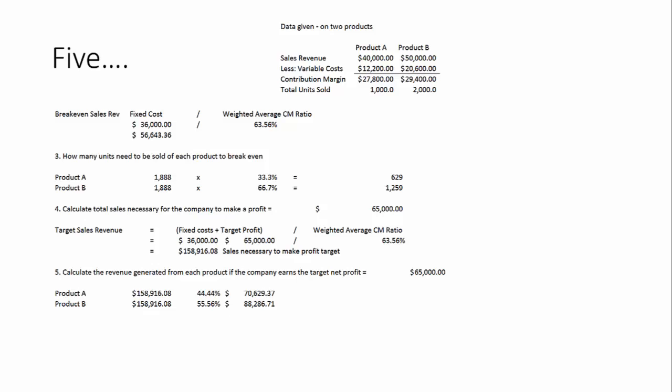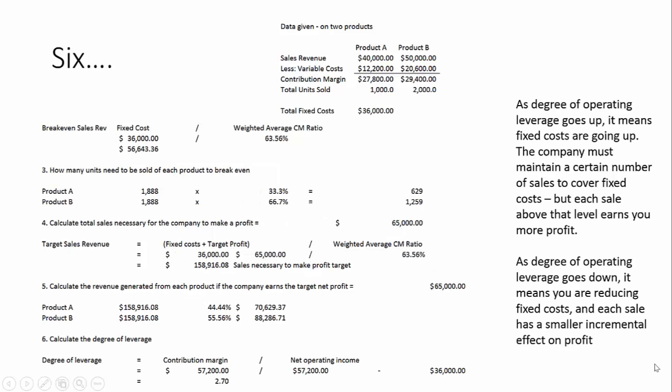Now product B is $50,000 of the total of $90,000 revenue. That's the sales mix. So we take that percentage of 55.56% and multiply it by the sales necessary that we just calculated of $158,916.08. Product B has to contribute $88,286.71.